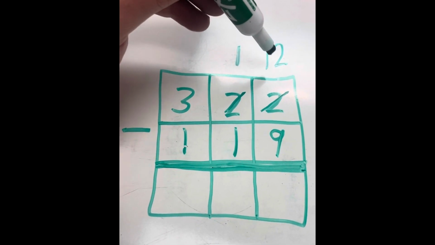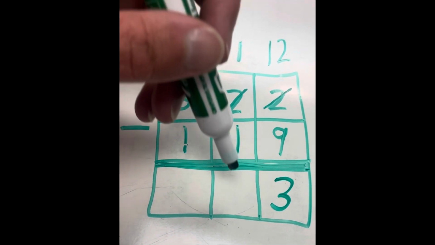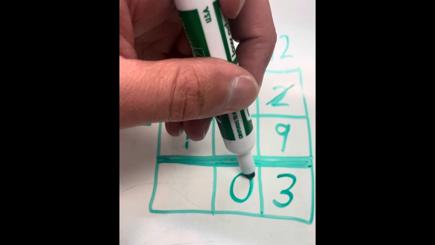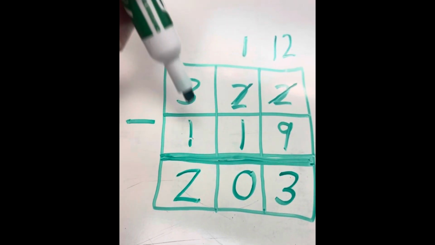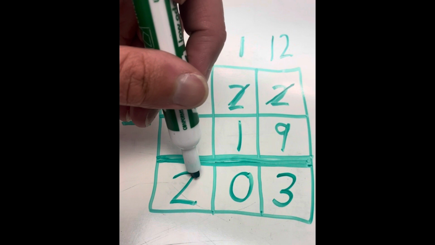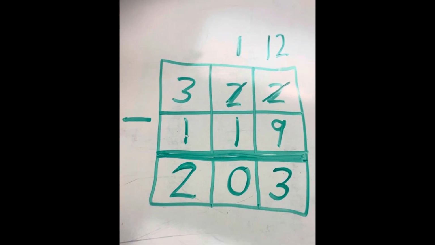So going to the ones place, 12 minus 9 equals 3. 1 minus 1 equals 0. 3 minus 1 equals 2. And our answer is 203.